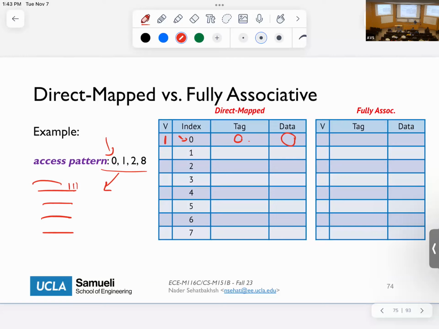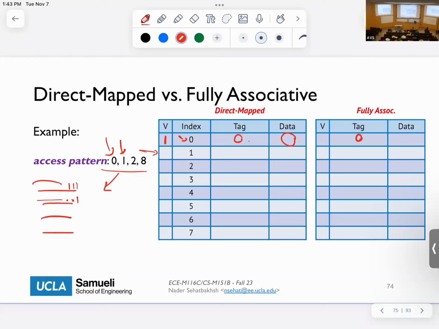For direct map, that's how it works. For fully associative, I don't care about the index. I just find the first available spot. So I put 0 here, okay? Then I put 1 here, basically the next address. The index for 1 is something like this, right? So the index in this case is here.